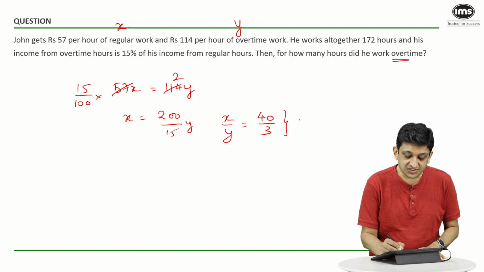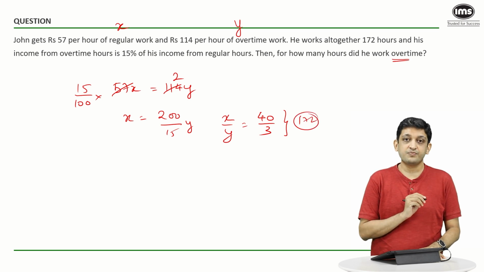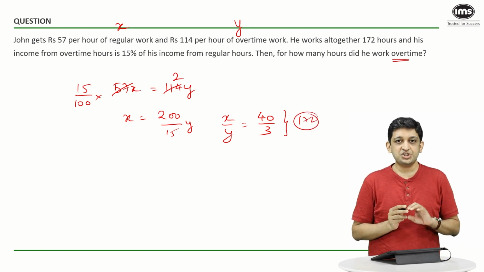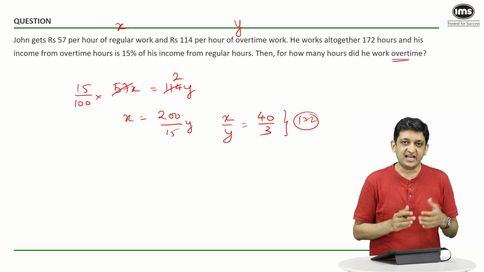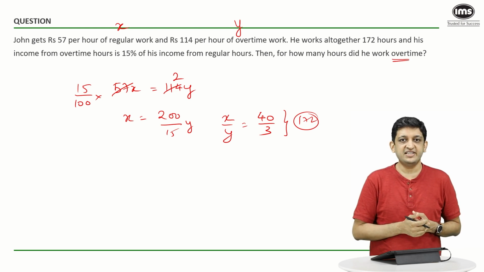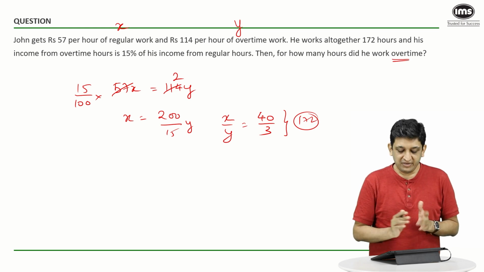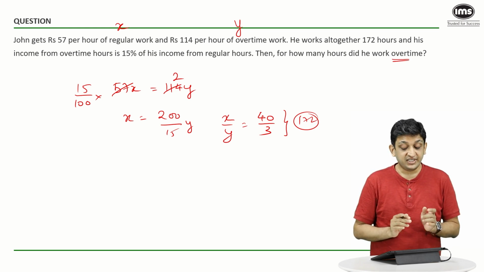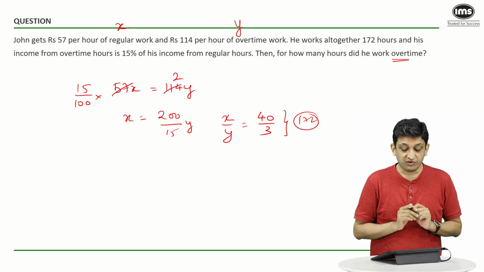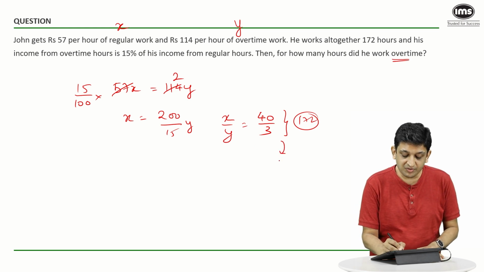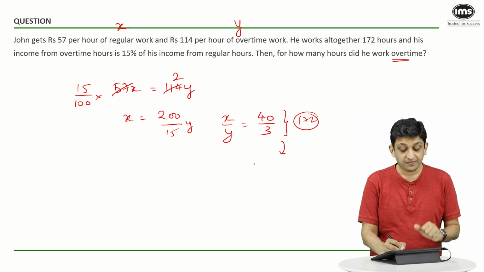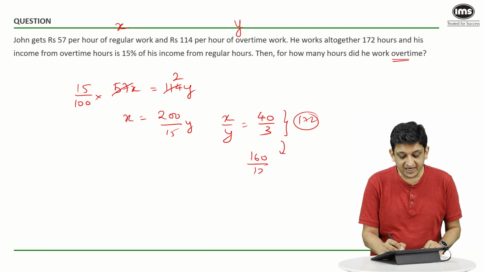But in total, he has worked for 172 hours. So if 40:3 is the ratio of regular to overtime, then we can multiply the numerator and the denominator by the same number to take it towards 172. By simple observation, you can see that 43 4s are 172. So we will multiply the numerator and the denominator by 4 each and we are going to get 160 by 12.